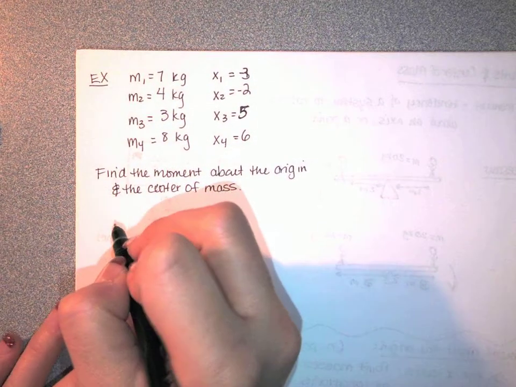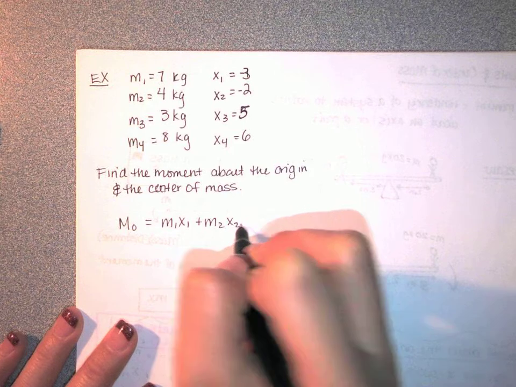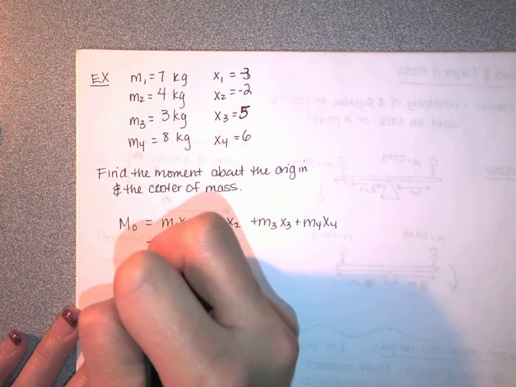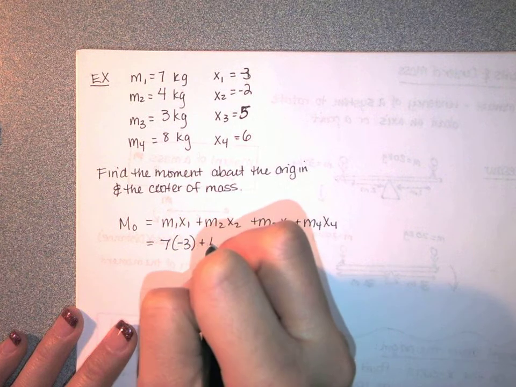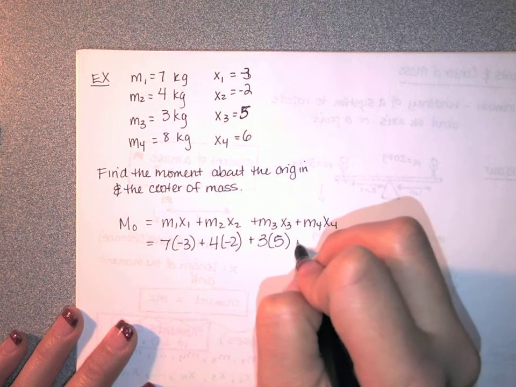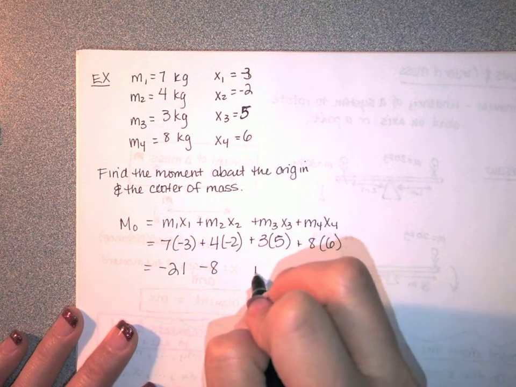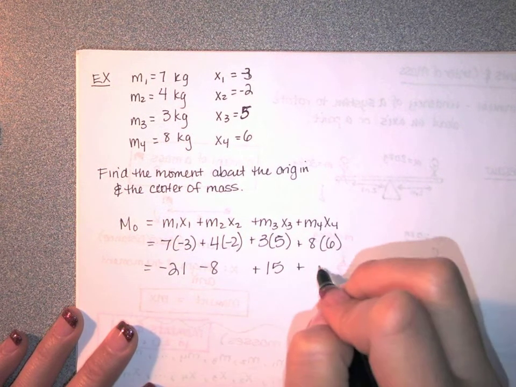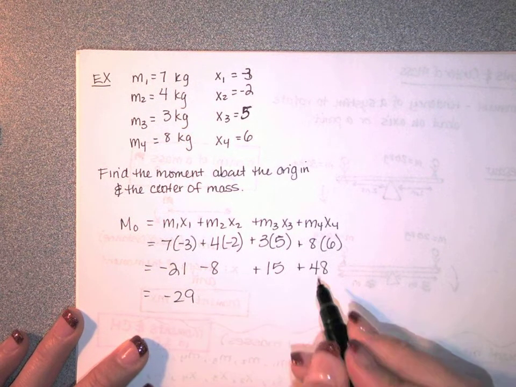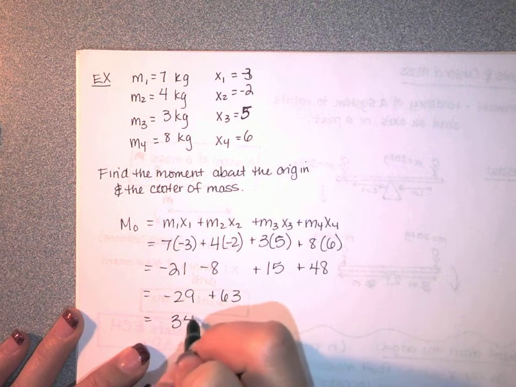That's easy enough to do. The moment about the origin is just m1 x1 plus m2 x2 plus m3 x3 plus m4 x4. So we just get 7 times -3 plus 4 times -2 plus 3 times 5 plus 8 times 6. So it's -21 minus 8 plus 15 plus 48. So this is -29, and that's 63. So that's going to be 34.